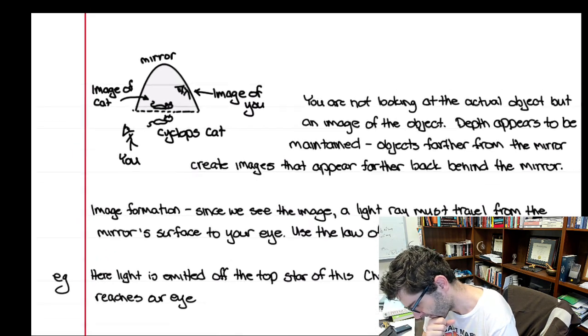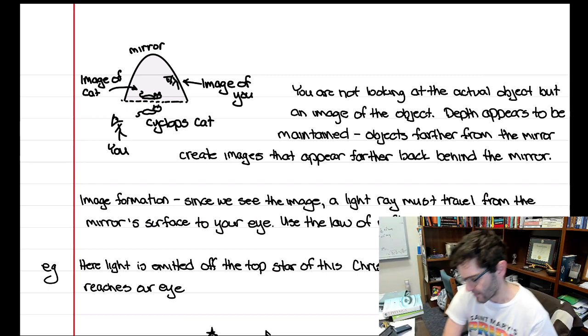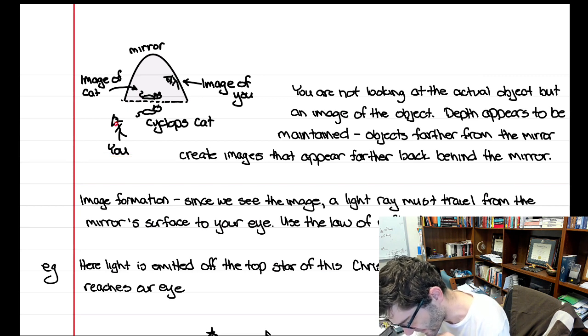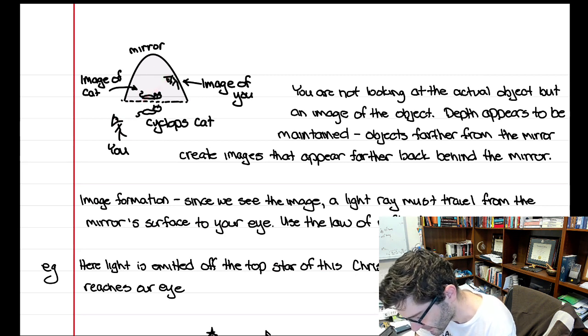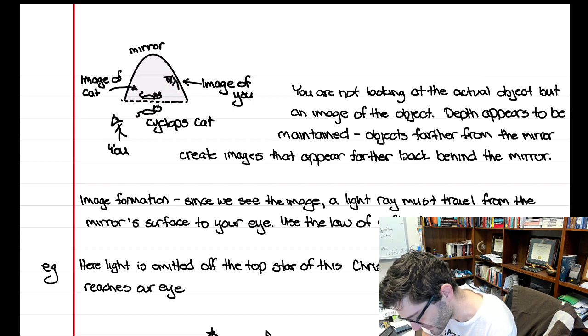Here's my drawing of some of that stuff. Say you're looking in a mirror, and you, the Cyclops observer, see yourself in a straight line somewhere in the mirror looking back at you, the image of you. And then if your Cyclops cat is hanging out very close to the mirror, you might see an image of the cat, and it seems like their image is closer to the surface of the mirror than you are.